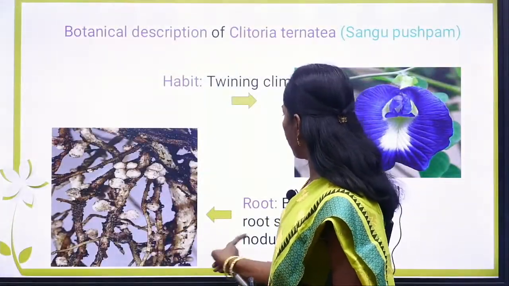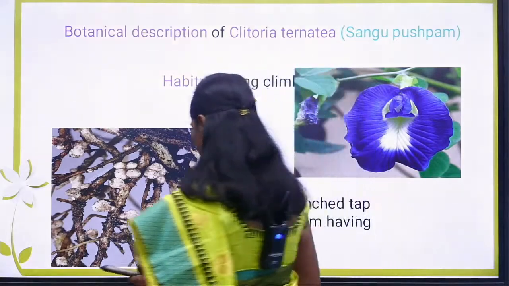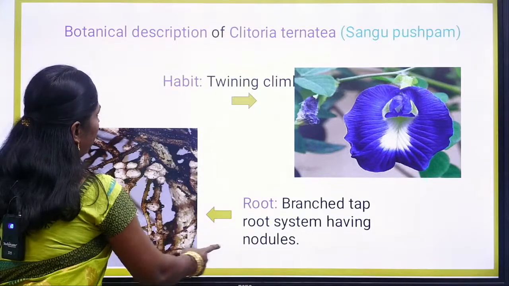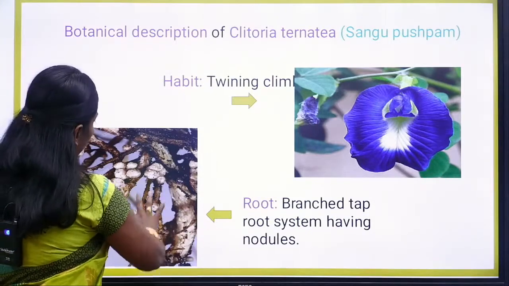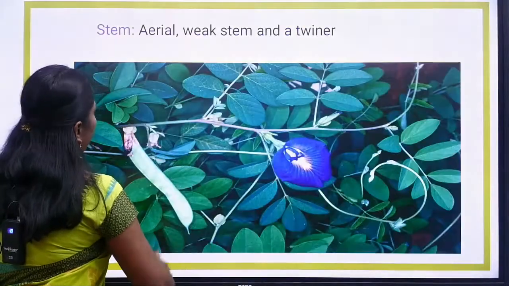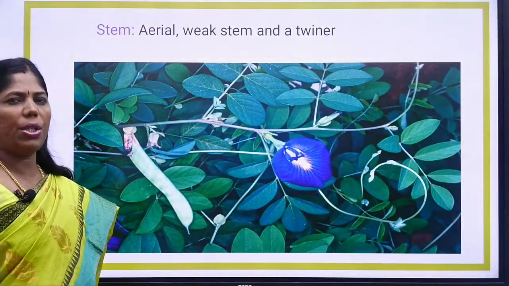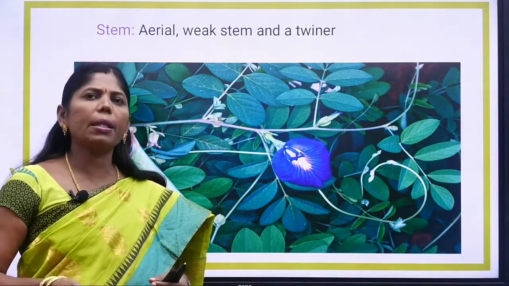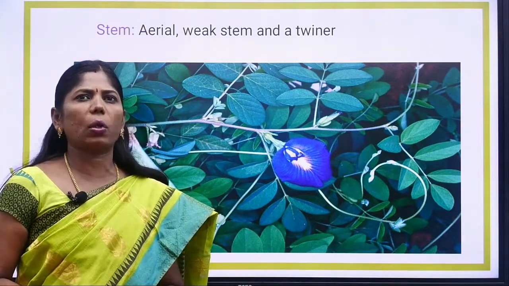So next we are going to see the stem. So what type of stem is in Clitoria ternatea? It has an aerial stem. What is the meaning of aerial? If the plant is growing above the ground level, that is called aerial.